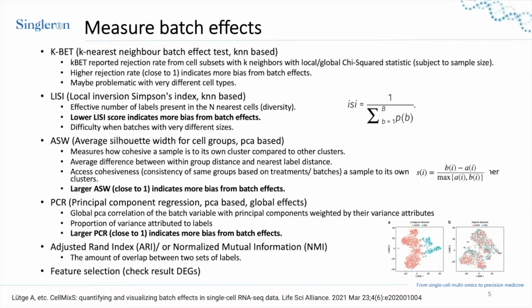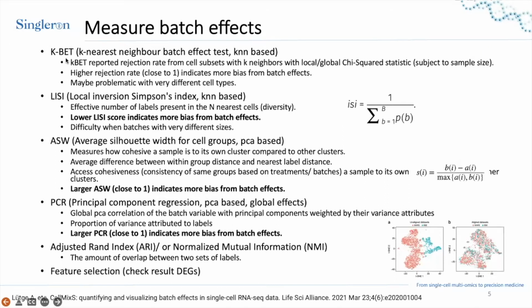And it reports the rejection rates from cell subsets with the K nearest neighbors, with local K cells versus the global, the whole data set of cells. It calculates the Pearson related chi-square statistics. And then the higher rejection rate, close to 1, will indicate more bias from batch effects.